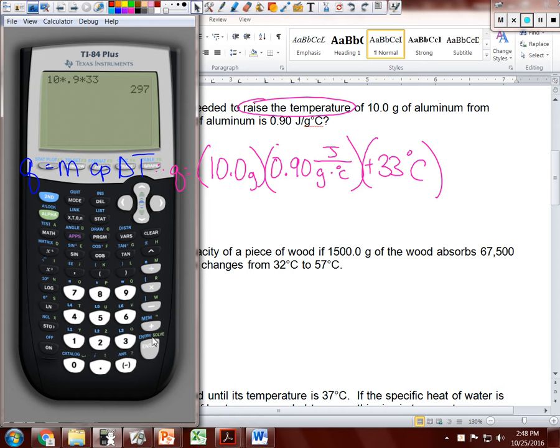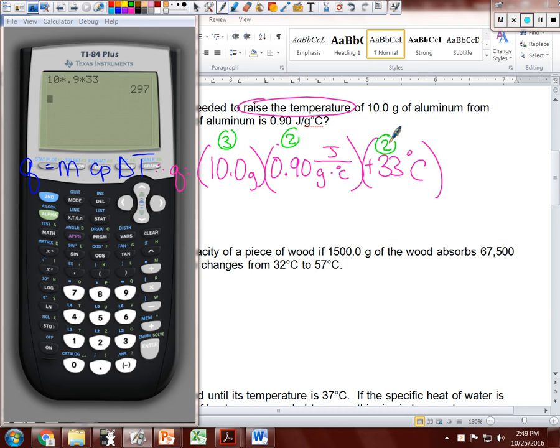This is the significant figure problem that's going to kind of get some of you. My question is, how many significant figures are in 10.0? 3? What about 0.90? Okay. So there are 3 here, there are 2 here, and what about 33? So what's the least number? 2. This is a tough one. How do you round 297 to 2 significant figures?